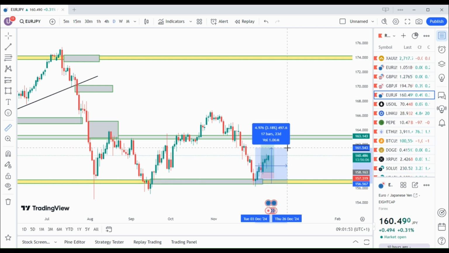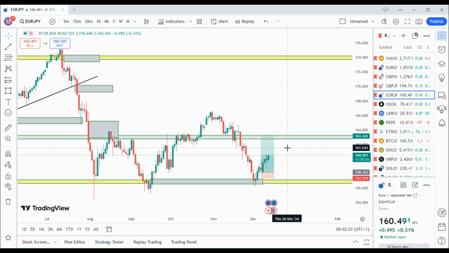So fair value gaps are important in your chart if you are able to identify them. It will help you to take your trading decisions. It will help you also in your risk management, because if you know how to identify it, you project your trades towards that zone, believing that whenever price comes to that zone, it will react. So basically, this is how you can identify fair value gaps in your charts.